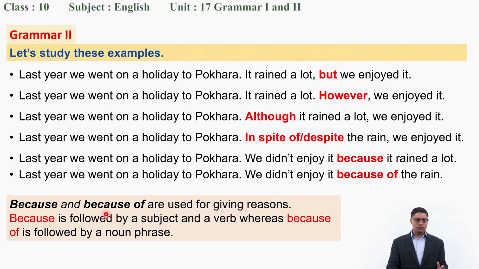Okay. Dear students, similarly, if you look at because and because of, then you can find that they are giving reasons. For example, last year we went on a holiday to Pokhara. We didn't enjoy it. Why? What's the reason for not enjoying it? Because it rained a lot. This is the reason. Okay, or because of the rain you didn't enjoy. That's the reason. Okay, so because is generally followed by a subject and a verb. See, it is a subject, rained is a verb, or we can say a clause. Similarly, because of is always followed by a noun phrase. See, the rain. The rain is a noun phrase here.